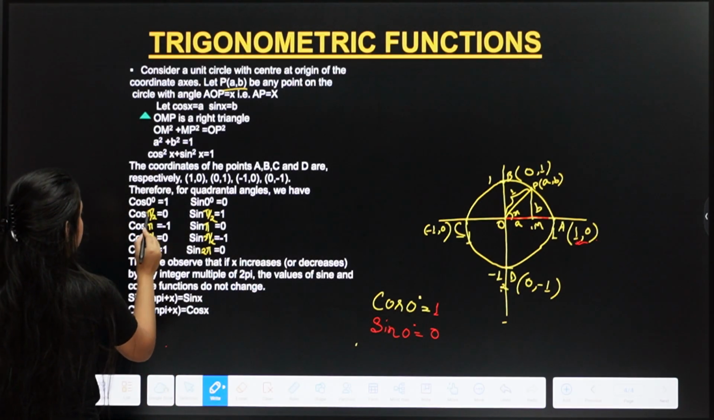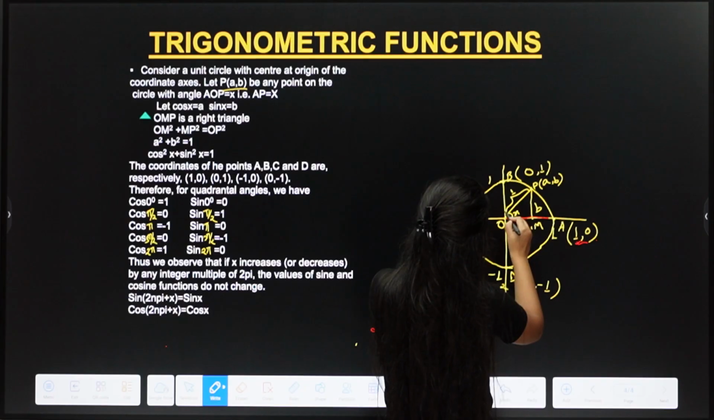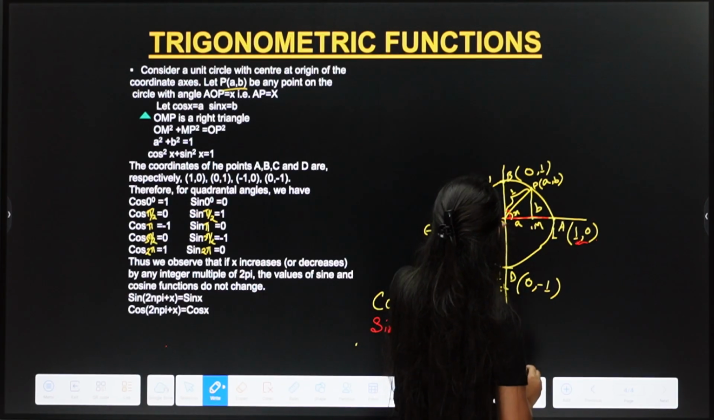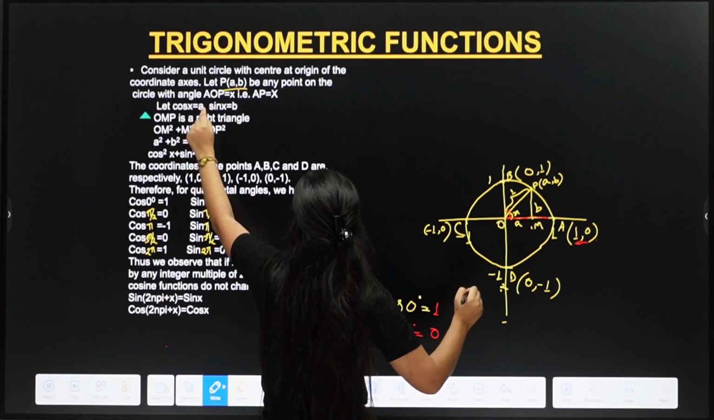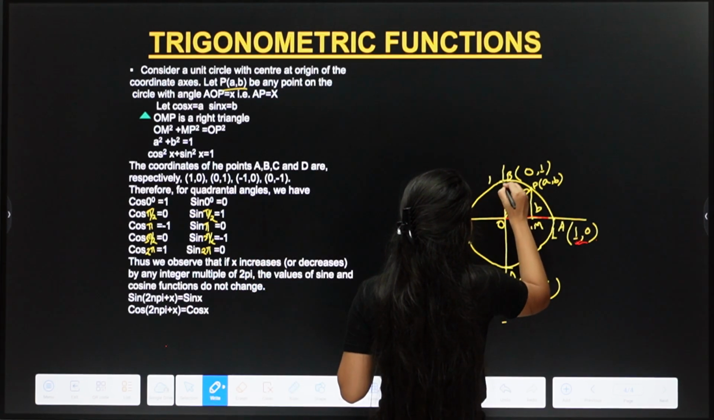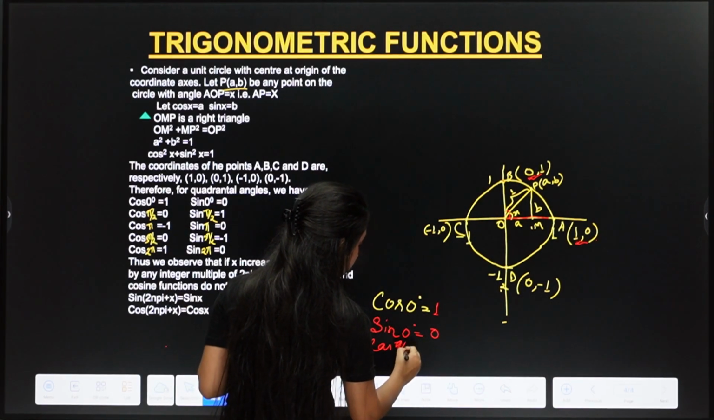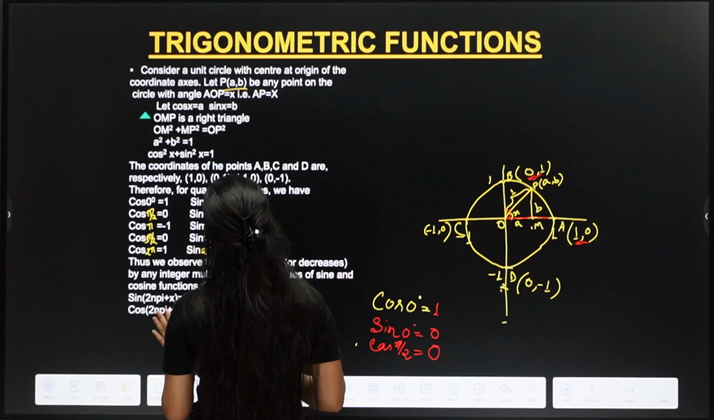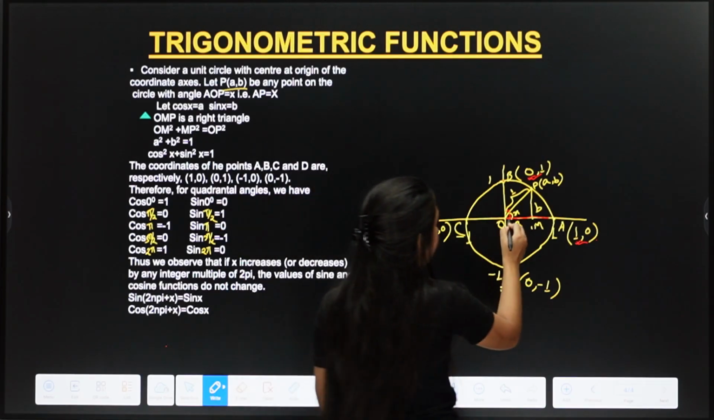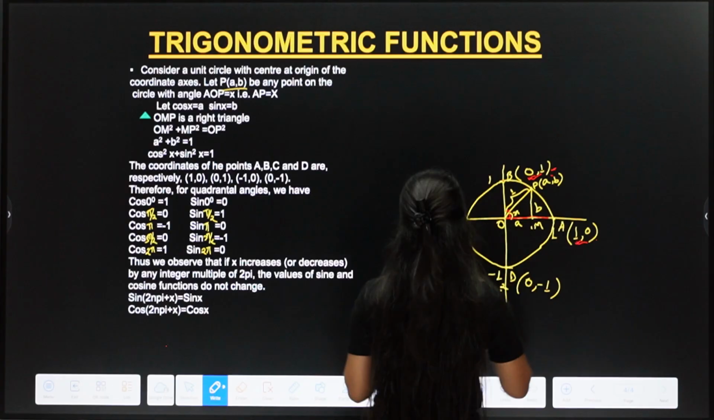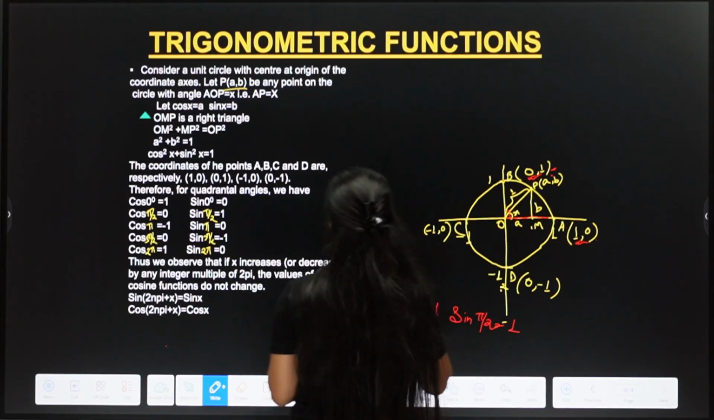Again, if we put x equal to pi by 2 in cos x, then it will make this angle, that is 90 degree. We have already taken that cos x equal to a, and in this position the a coordinate is 0, thus cos pi by 2 is equal to 0. Again, if we put x equal to pi by 2 in place of sin x, then we can see that here the b coordinate is 1, so sin pi by 2 is equal to 1.